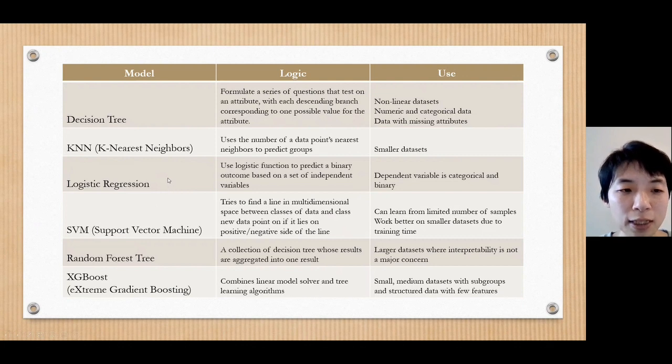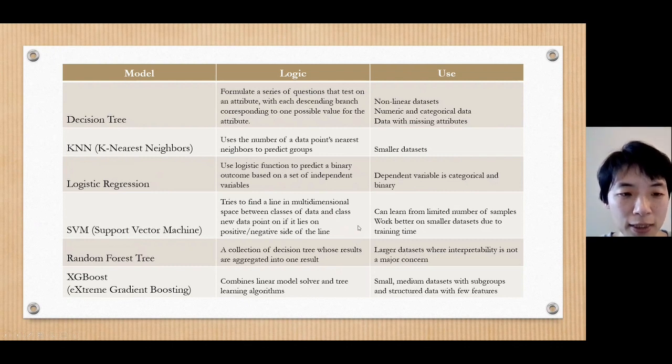And the next one is the logistic regression model, and it uses the logistic function to predict a binary outcome based on a set of independent variables. And it's usually used with dependent variables that are categorical and binary.